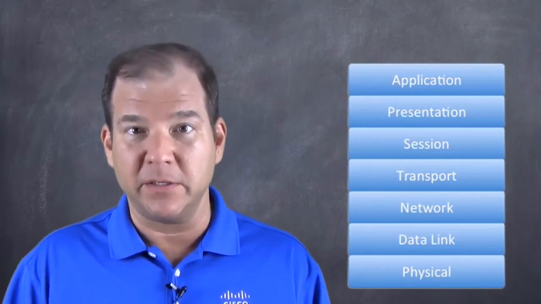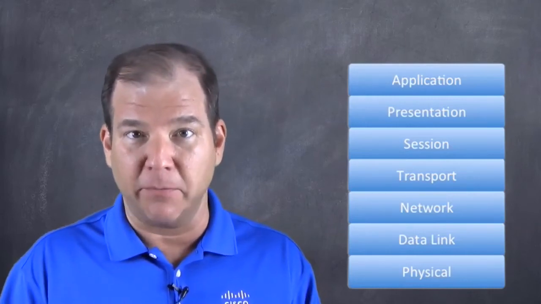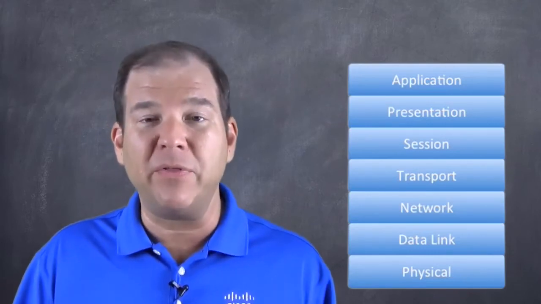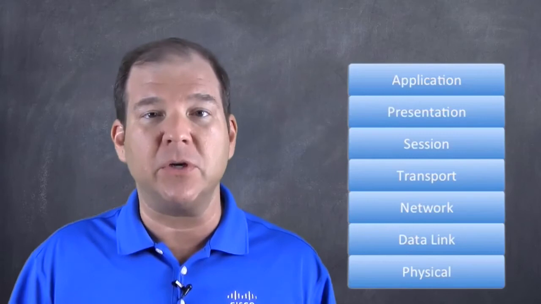So if somebody is sniffing, somebody is capturing packets from the network, and they intercept that traffic, they're not going to be able to do anything with it because it's all encrypted. It's all scrambled up thanks to the presentation layer.